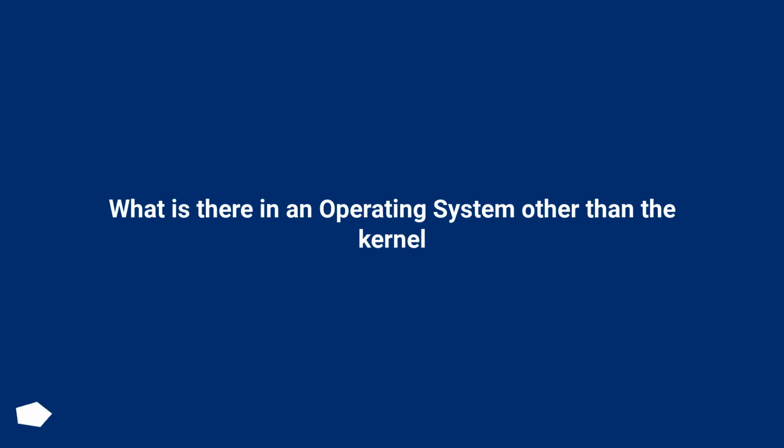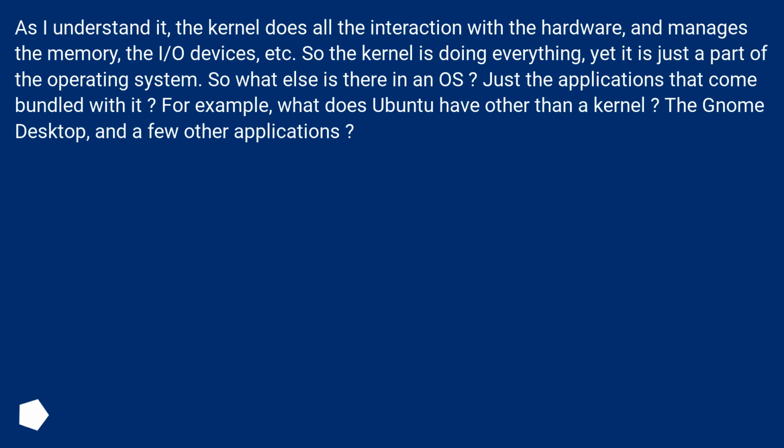What is there in an operating system other than the kernel? As I understand it, the kernel does all the interaction with the hardware, and manages the memory, the I/O devices, etc. So the kernel is doing everything, yet it is just a part of the operating system. So what else is there in an OS?